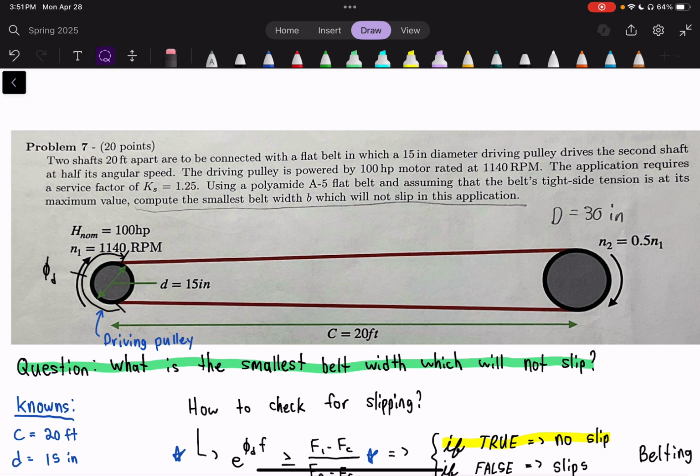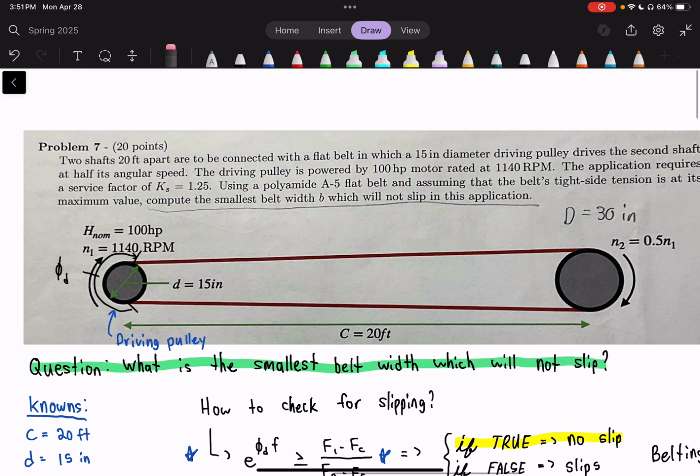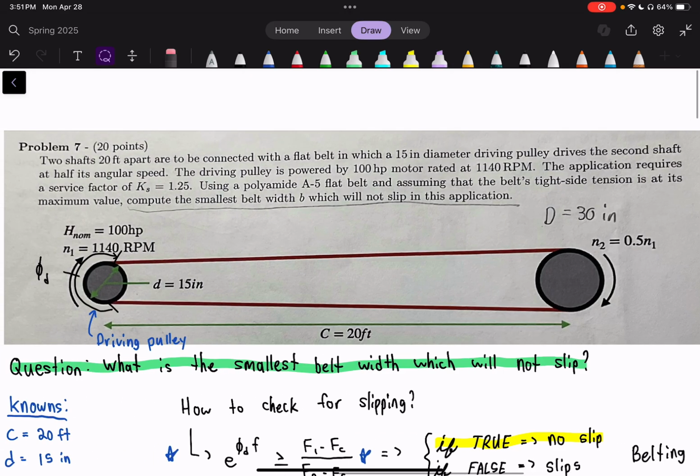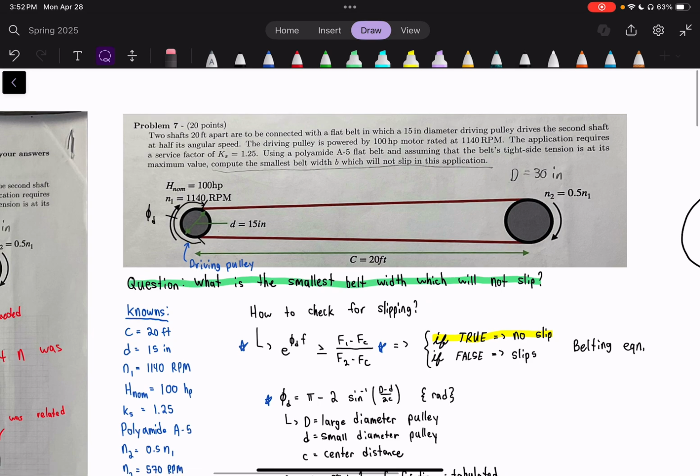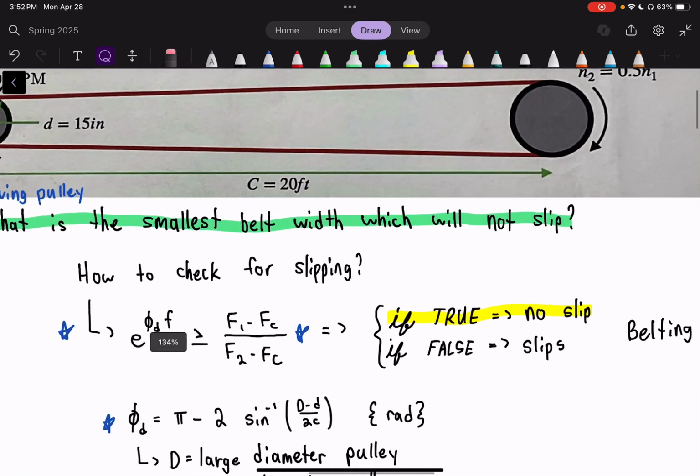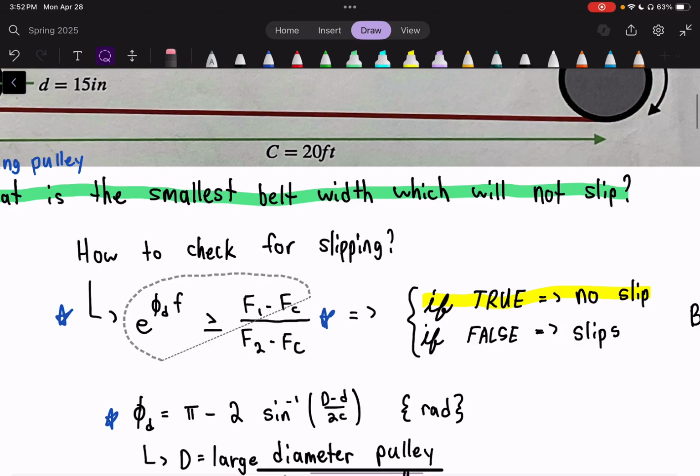So the application requires a service factor, KS of 1.25, and it looks like the belt we're using is a polyamide A-5 belt. And we're going to assume that the belt's tight side tension is at its maximum value. So the goal here is to determine the smallest belt width in which this system will not slip. A belt usually slips when the force that it is transmitting exceeds the maximum frictional force between the belt and the pulley itself. So to check for slipping, we're going to use this belting equation as given here.